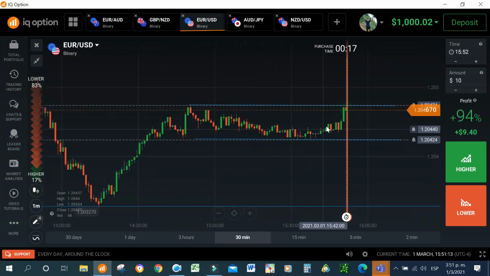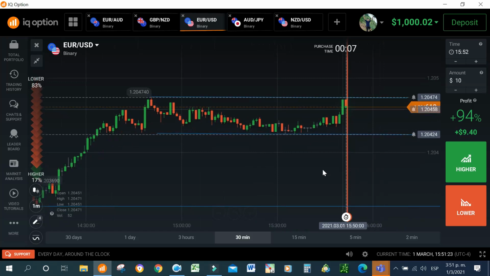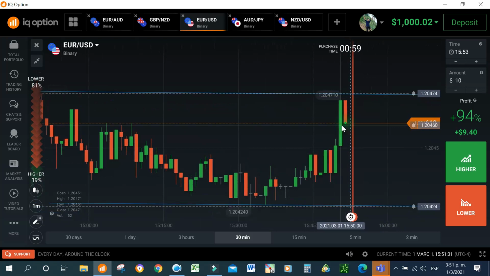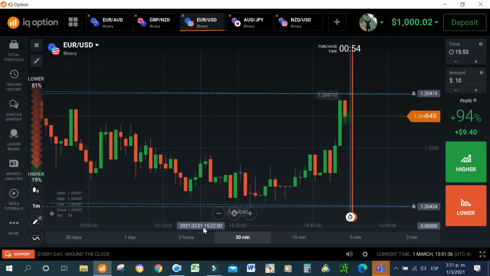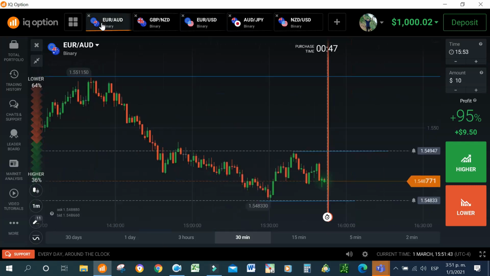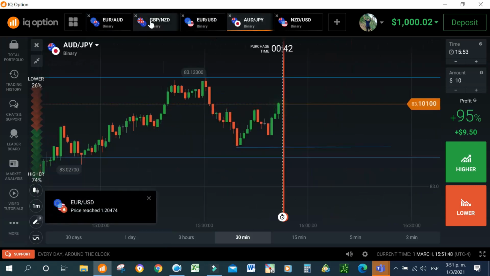Let's check. We want to see a break up, to the upside, a very defined break up, and with a very good bullish candlestick like this one. This was a very good bullish candlestick, but it didn't break up our resistance level. So we need to be patient for this strategy. Let's continue. Alright, here we go.